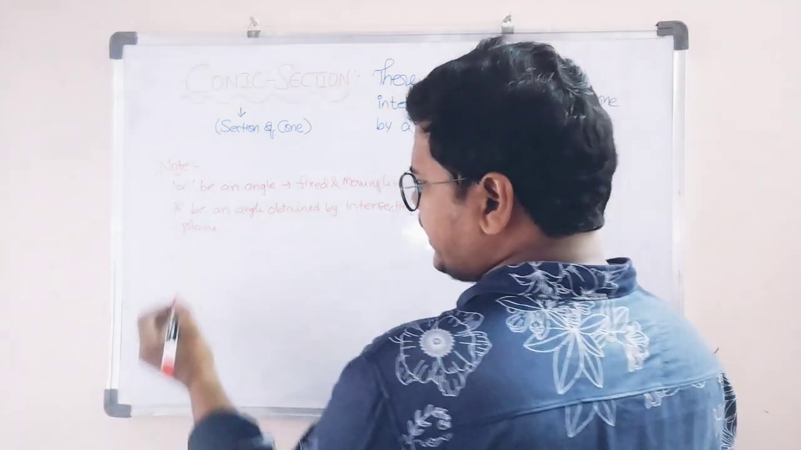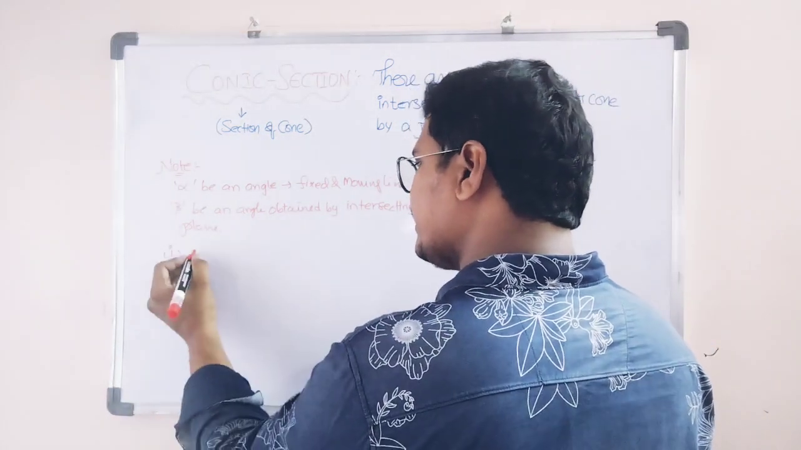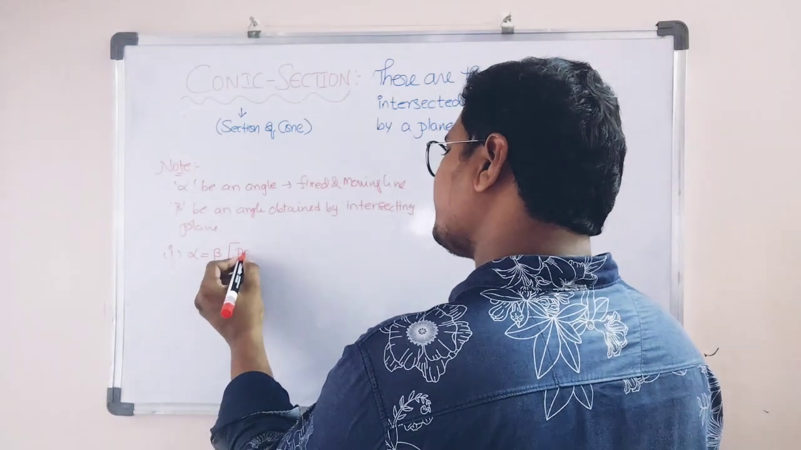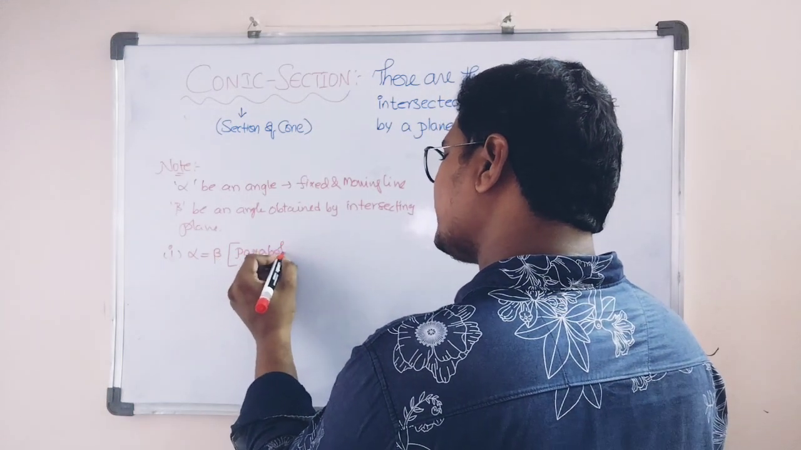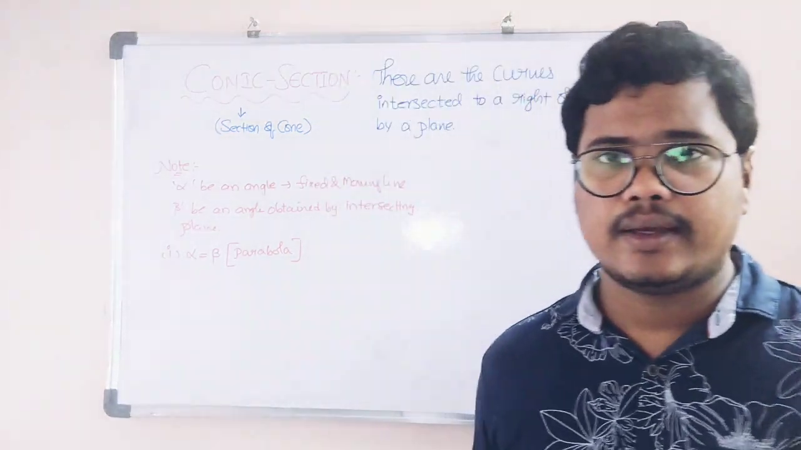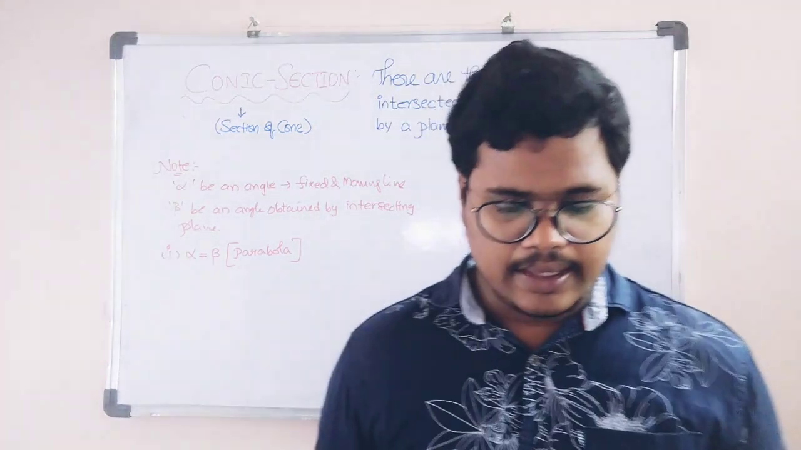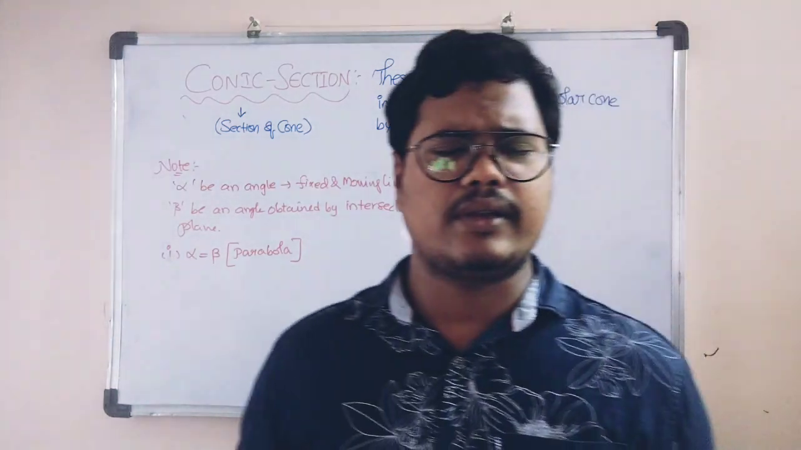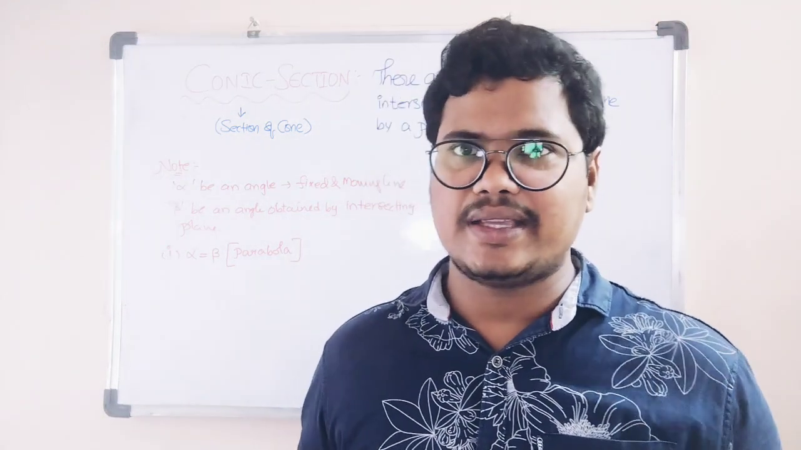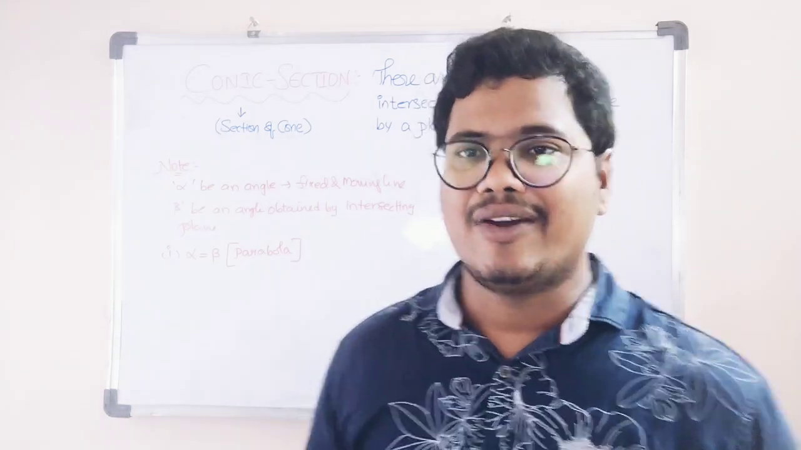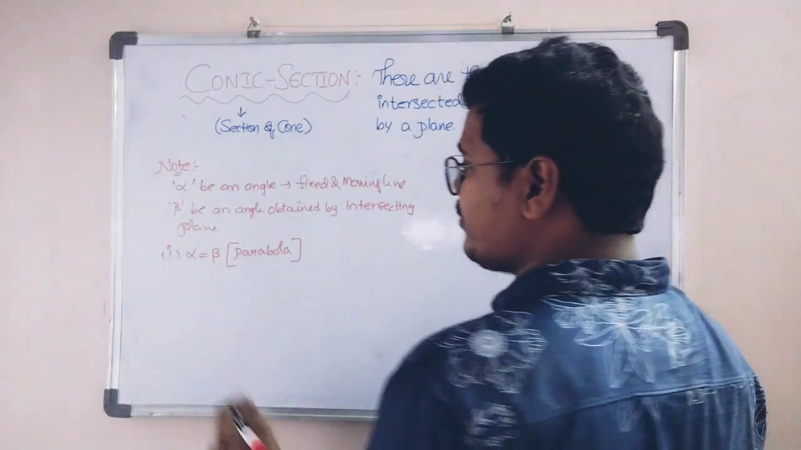Next, the important things. If alpha equals beta, then it forms a parabola. But sir, before you told us, if alpha equals beta, what is that? Let me tell you the meaning of alpha equals beta here. A plane contains a generator and its section will be considered a straight line. That is what I told before.